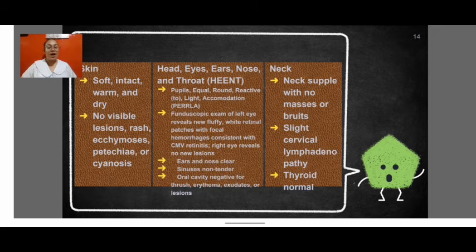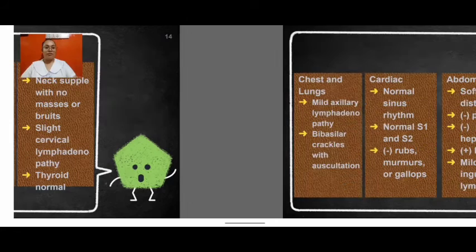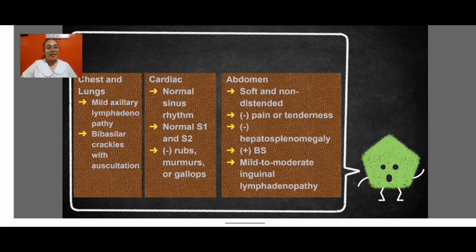Ears and nose are clear, sinuses are non-tender, and the oral cavity is negative for thrush, erythema, exudates, or lesions. For the neck examination, the neck is supple with no masses or bruits, slight cervical lymphadenopathy, and the thyroid is normal. For the chest and lungs examination, mild axillary lymphadenopathy, or armpit lumps, are observed. Bibasilar crackles are also observed with auscultation.